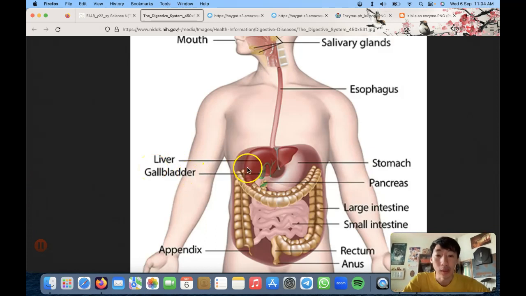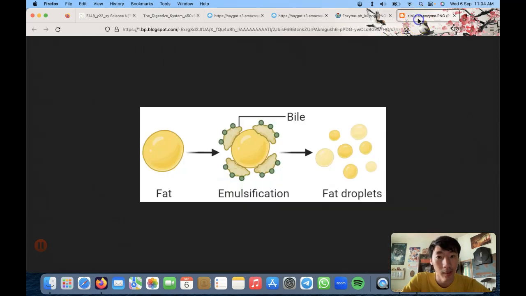So, as I was saying, the bile will actually emulsify the large fat droplets into smaller fat droplets. Now, how does it work? So this is a fat droplet, right? Imagine you eat butter. Butter is made from fats. So this is a very big fat droplet. Your enzymes find it very difficult to attack or digest this fat.